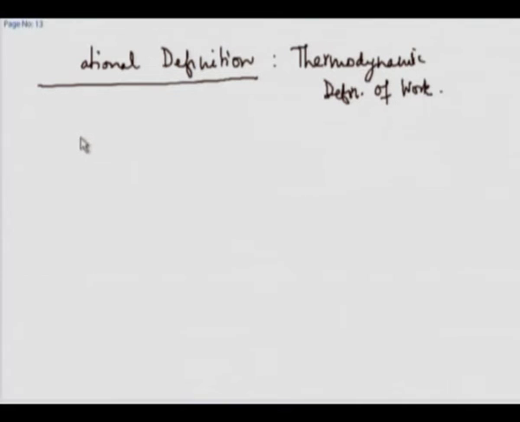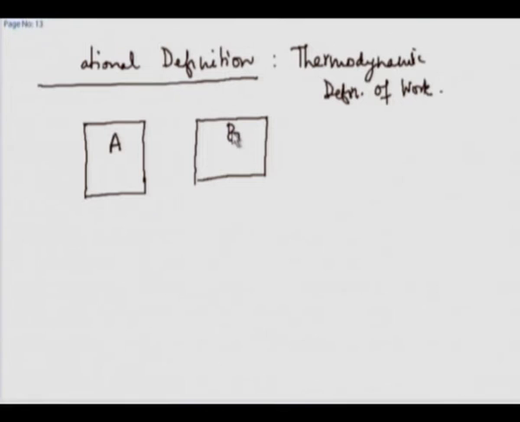We set out to answer this question. We say that let us have two systems, system A and system B. Let system A execute a process taking it from state A1 to state A2. It may be quasi-static, it may be non-quasi-static, does not matter. While doing this interaction with B, let the state of B go from B1 to B2. Let the interaction be I.